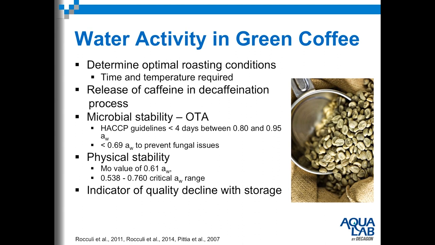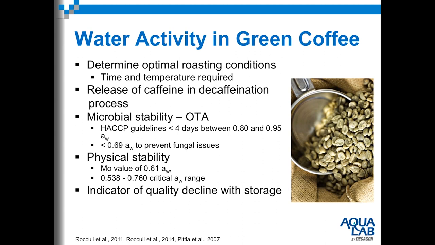If you move beyond that monolayer water activity of 0.61, then the product becomes more unstable. And as Ian will mention later, this plays very well into what the specialty coffee industry has seen in terms of a water activity value that you want to be below.